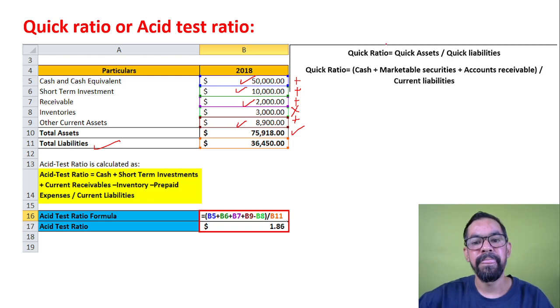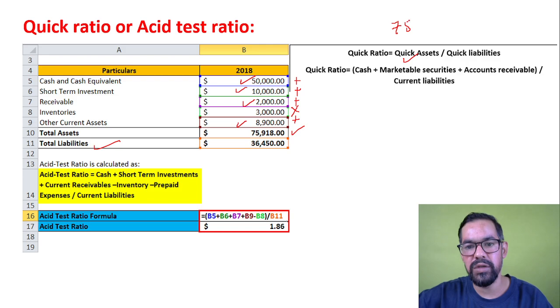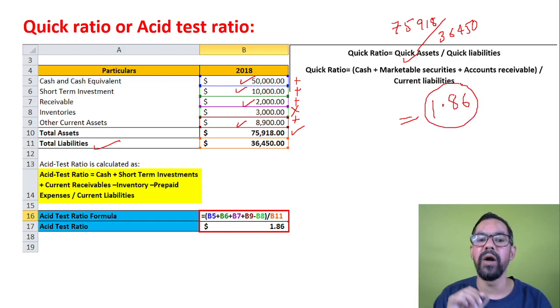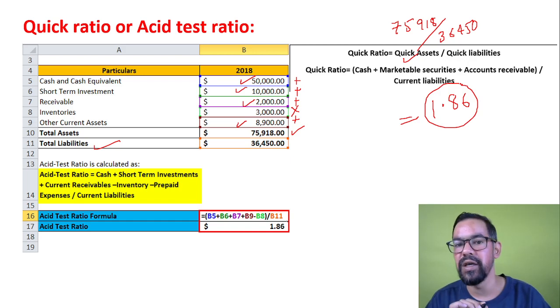So now you can easily calculate the acid test ratio. Your quick asset is 75,918 divided by current liabilities, which is 36,450 rupees. So your outcome in this case is 1.86. This is your quick ratio or acid test ratio for this given case.